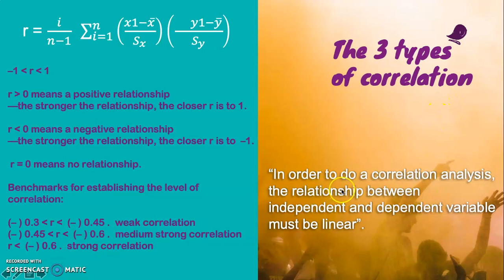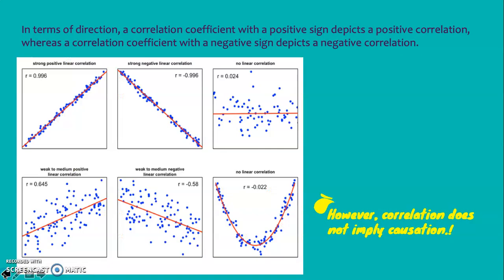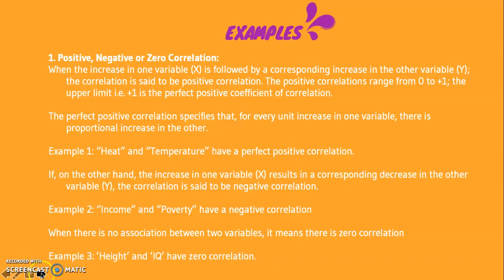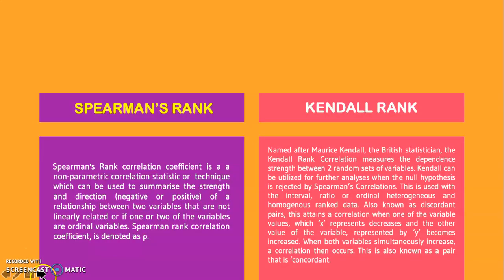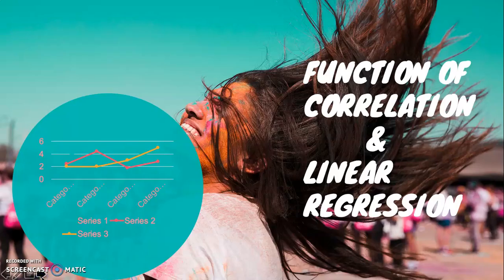In order for you to carry out a correlation analysis, the relationship between your independent and dependent variable must be linear. As I already told you, when your graph shows you a curve, it tells you that there is no linear correlation between your variables. There are other types of correlation measure, and they are Spearman's rank correlation coefficient and Kendall's rank correlation coefficient. But Pearson correlation coefficient is the most commonly used, is the most popular, and is my favorite.